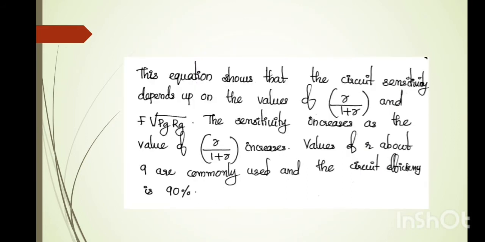Again, the values of V and Ig can be substituted. Therefore, Sc is equal to R by (1 plus R) into F into root of Pg Rg. Pg is the power dissipated by the gauge. This equation shows that the circuit sensitivity depends upon the values of R by (1 plus R) and F into root of Pg Rg. The sensitivity increases as the value of R by (1 plus R) increases. Values of R of about 9 are commonly used and circuit efficiency is normally about 90%.